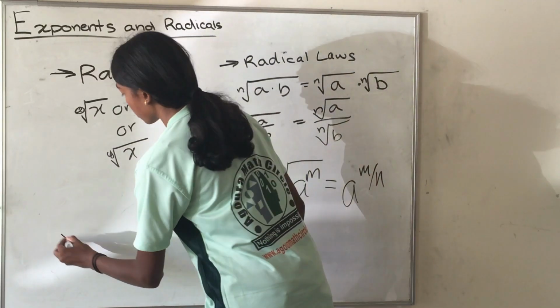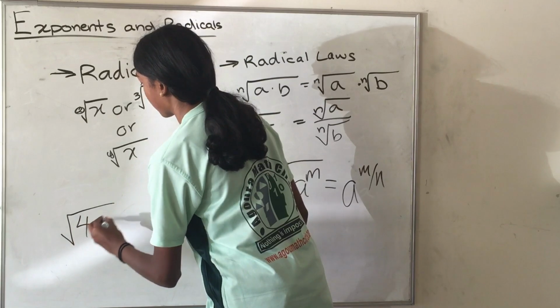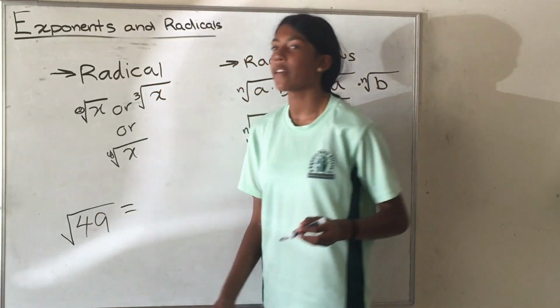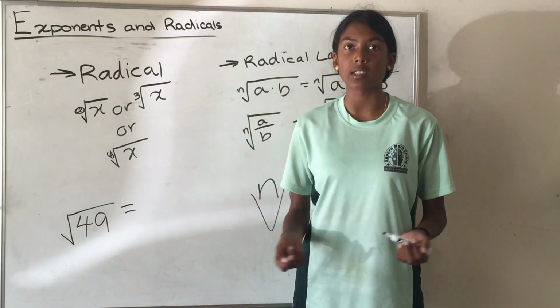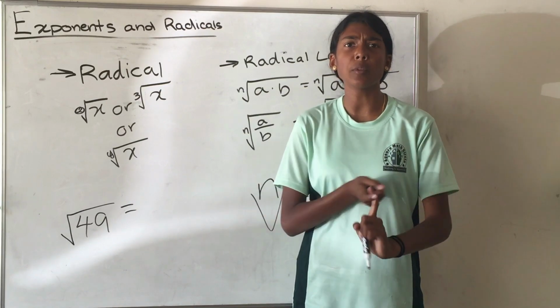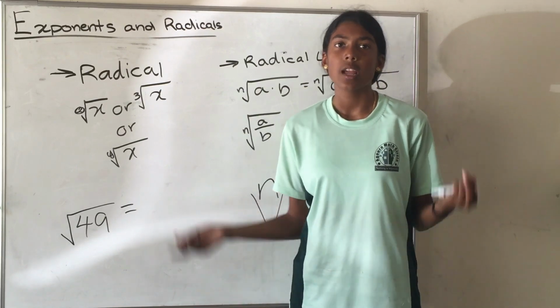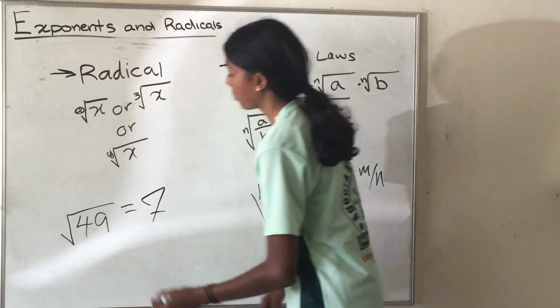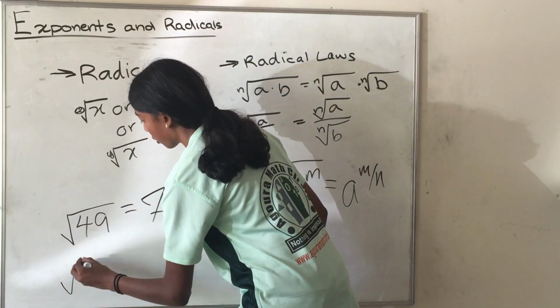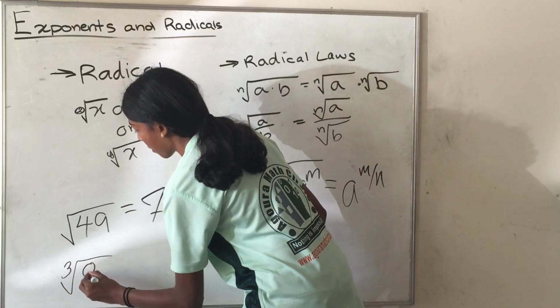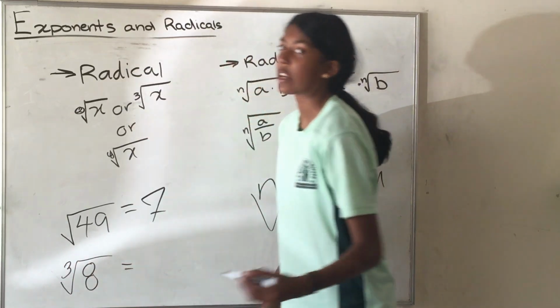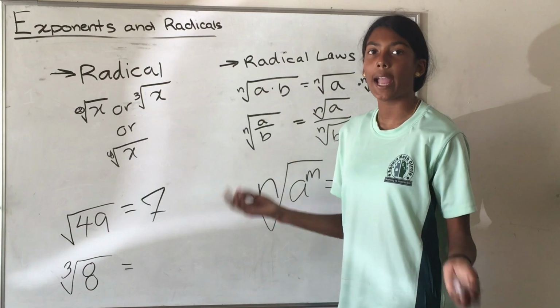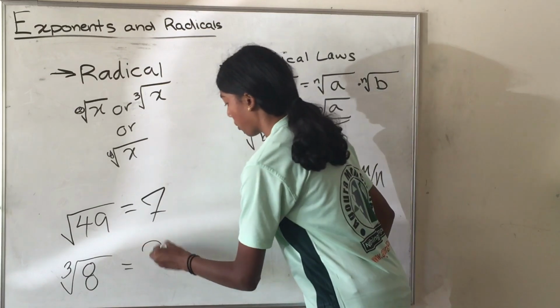So if we were trying to find the square root of 49, we're going to try to find what two numbers that are equal, when multiplied together, equal 49, and it's 7. And for the cube root, we can do the cube root of 8. And this time we're trying to find 3 numbers that are equal that when multiplied equal 8. In this case, it's going to be 2.